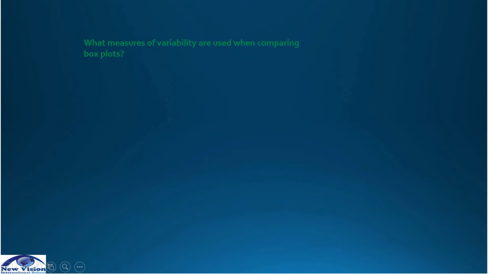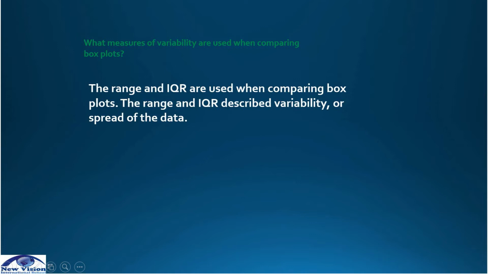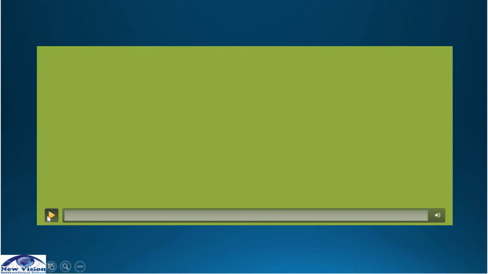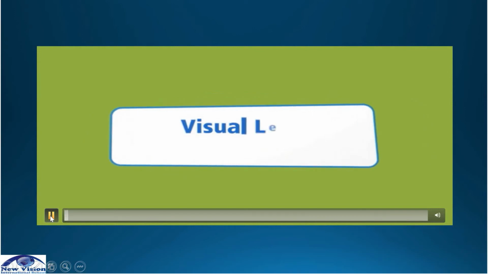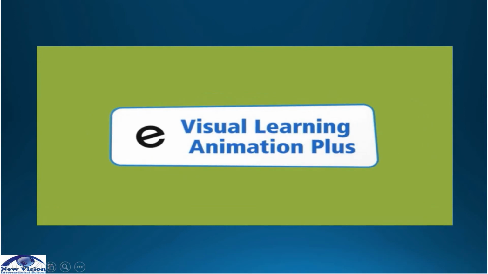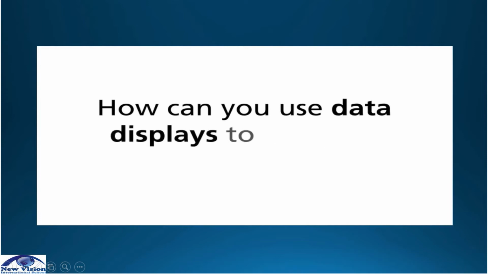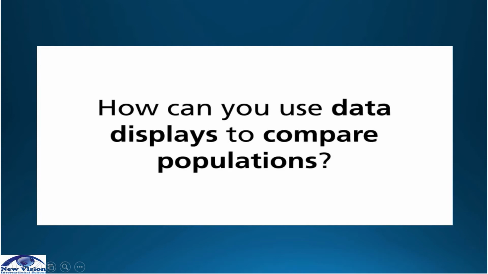What measures of variability are used when comparing box plots? The range and IQR are used when comparing box plots. The range and the IQR describe the variability or spread of the data. How can you use data displays to compare populations? Think about this question during the lesson.